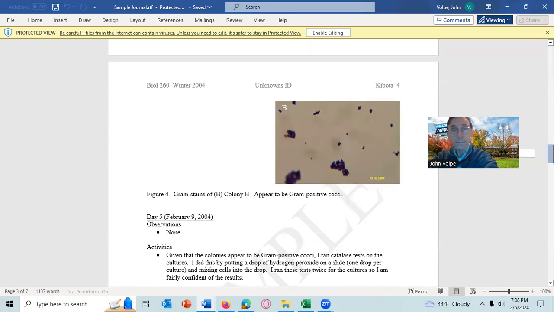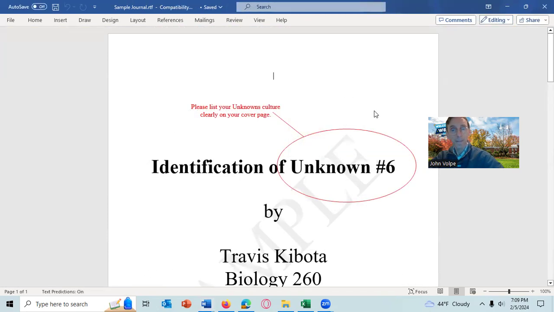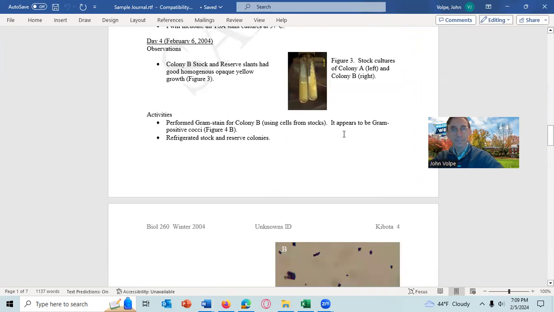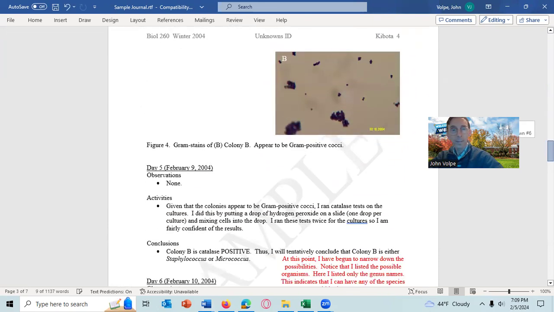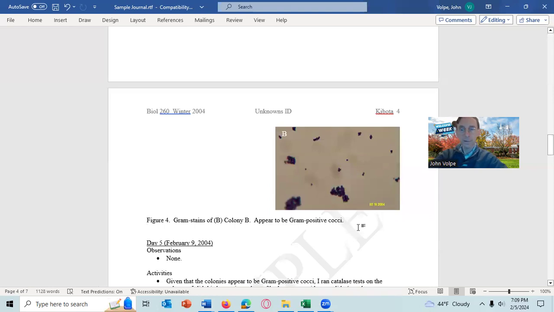And where do I have that? So on this day, he has his observations from things he did previously. He set up the stock cultures, and then the activities he did for the day, the gram stain. And then he's got, that should be moved down actually. It appears to be gram negative as conclusion. So that should be down here. Oh, crud. Now I lost where I was. Let's put a section called conclusions.